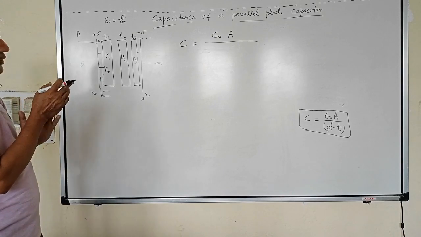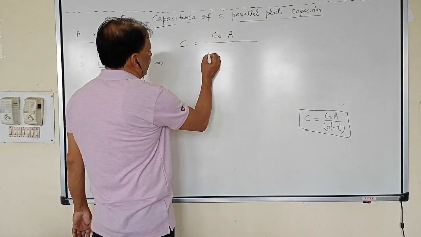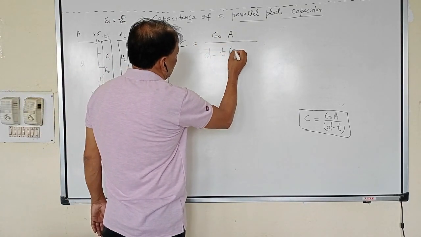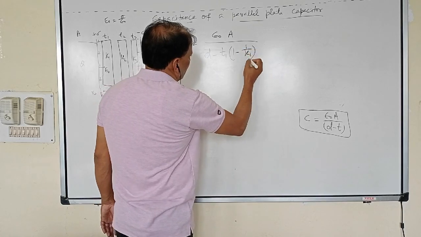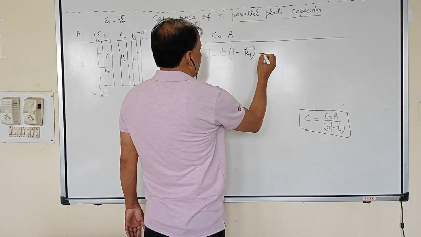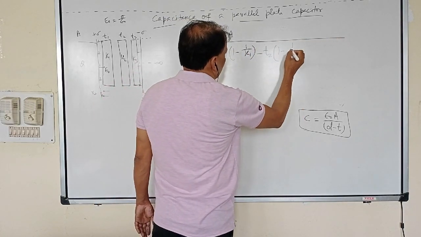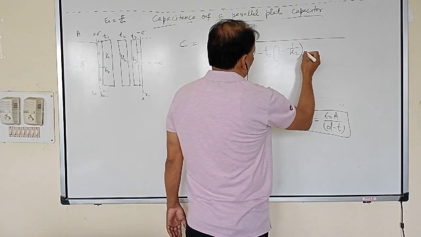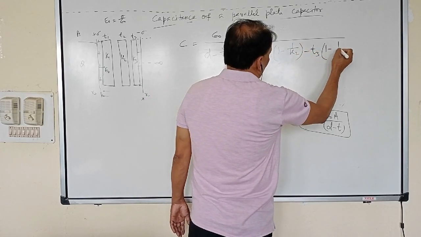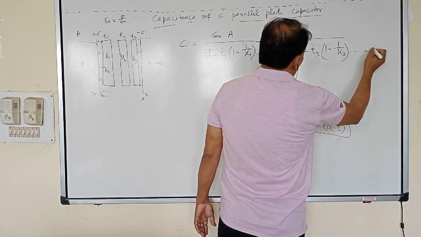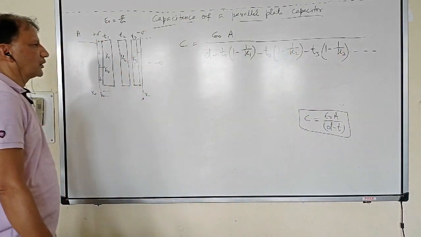So that will be given by this formula: epsilon naught A upon D minus T1 (1 minus 1 upon K1) minus T2 (1 minus 1 upon K2) minus T3 (1 minus 1 upon K3), like up to infinity. That will be the formula.